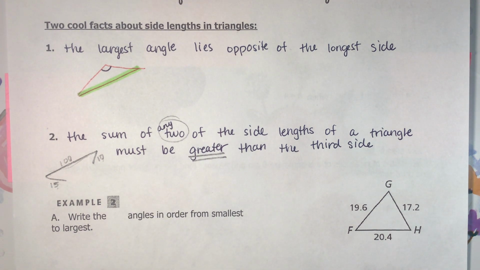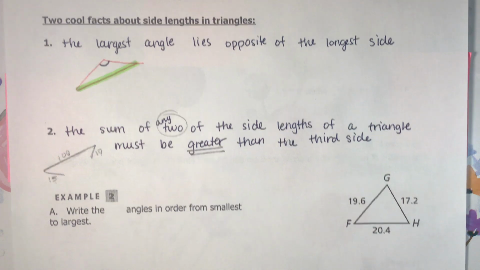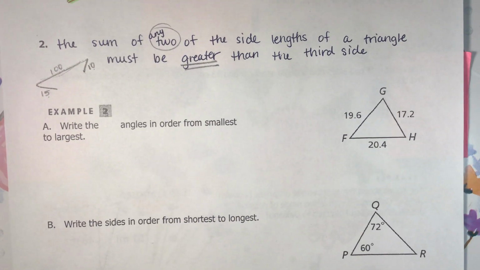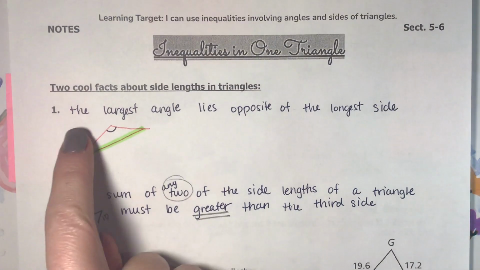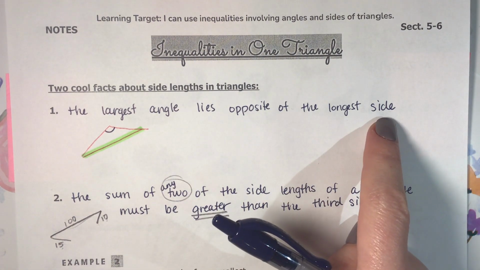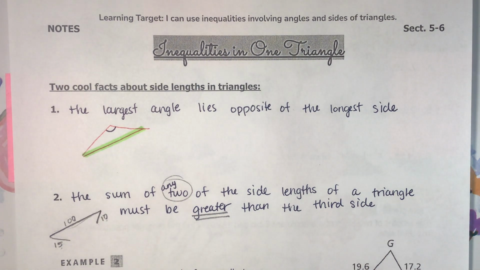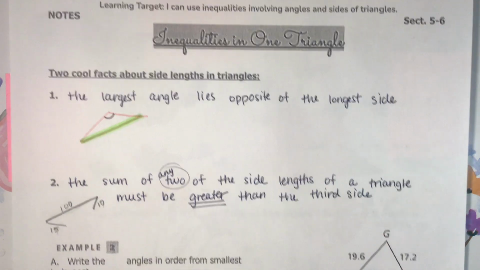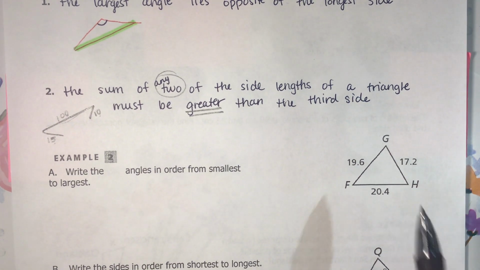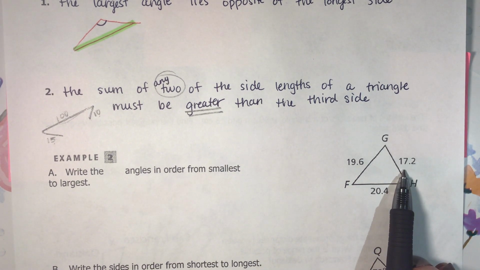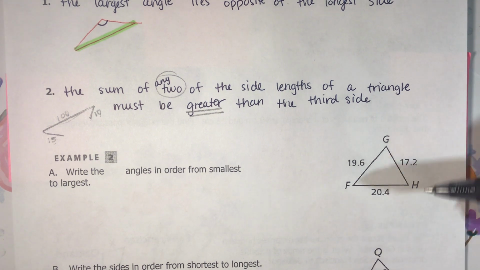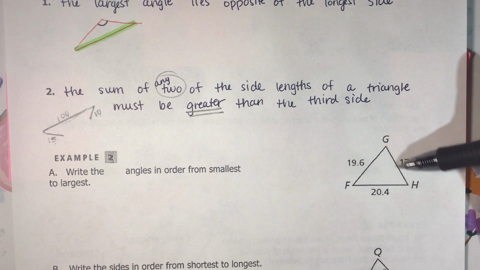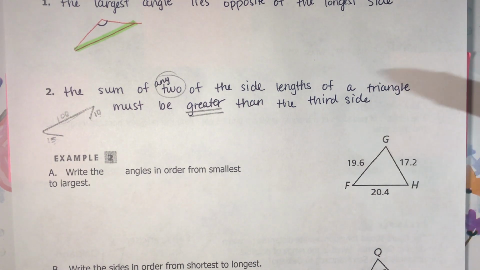Okay, so let's start putting these two properties into action. In the first example, it says, write the angles in order from smallest to largest. So remember, the largest angle lies opposite of the longest side, so we can also then say, oh, the smallest angle is going to lie opposite from the smallest side. So just looking at our side lengths, notice how 17.2 is the smallest number. That's this side right here, GH. So opposite of GH is angle F.